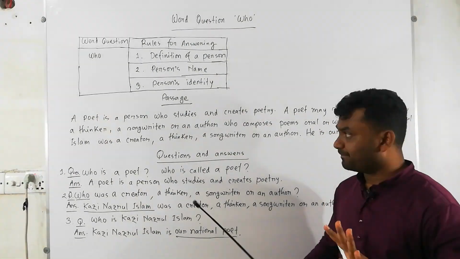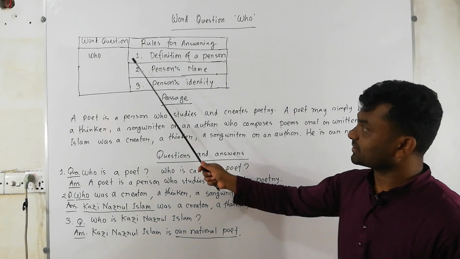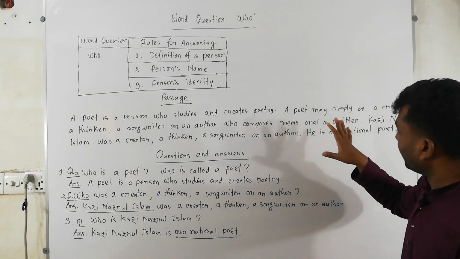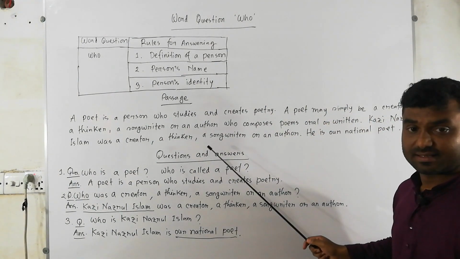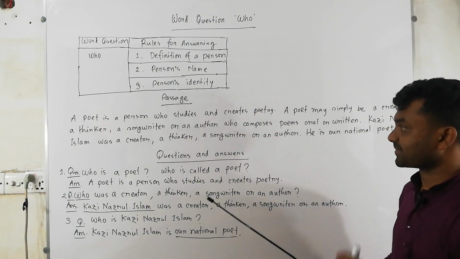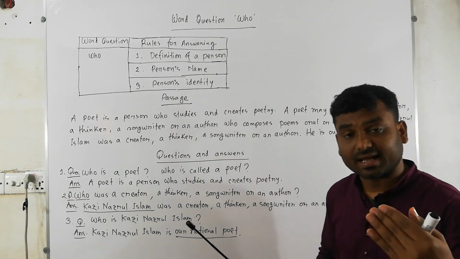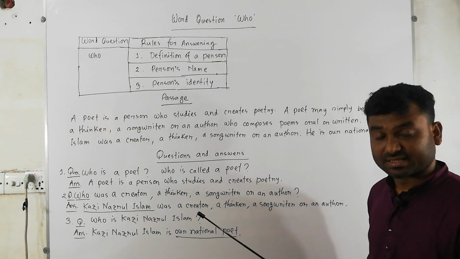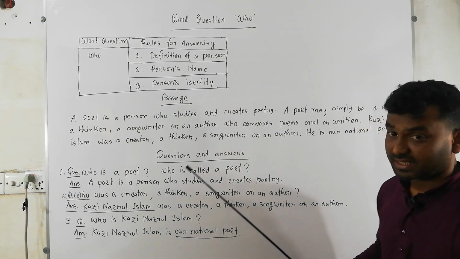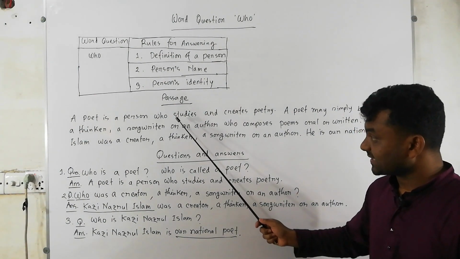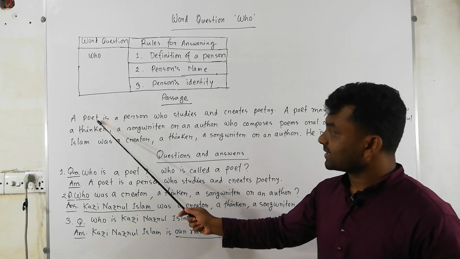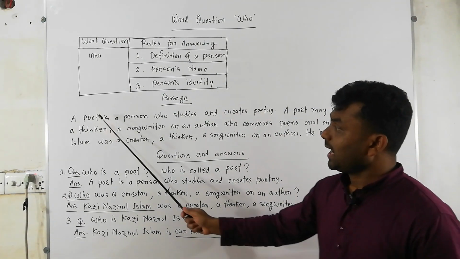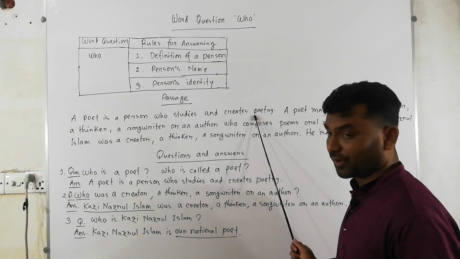Before talking about how to answer these what questions who, I have written 4 or 5 sentences. From a broad passage I have taken 4 sentences to be clarified, to understand in what way we're going to answer it, and you can answer it. I'm going to read through these 4 lines. A poet is a person who studies and creates poetry.